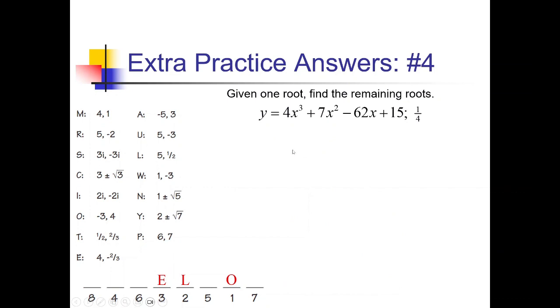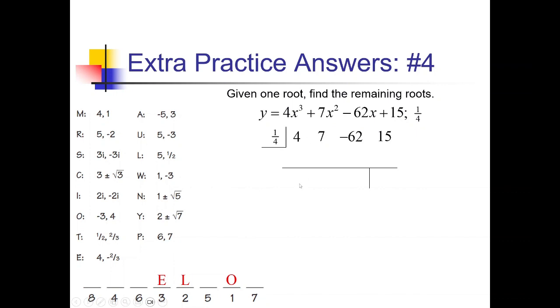This next problem has a little bit of a twist to it. So we have another polynomial, but this time our box number is a fraction, which seems kind of weird, but we'll deal with it. So we got my coefficients. We have 4, 7, negative 62, and 15. Box number, again, is a positive 1/4.